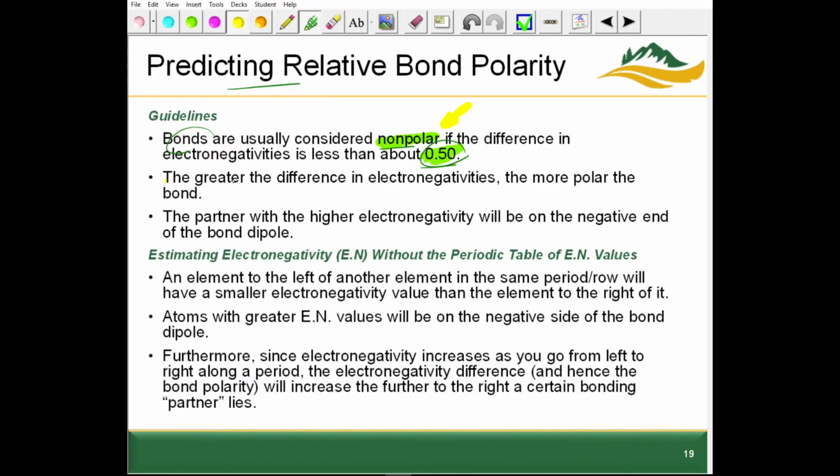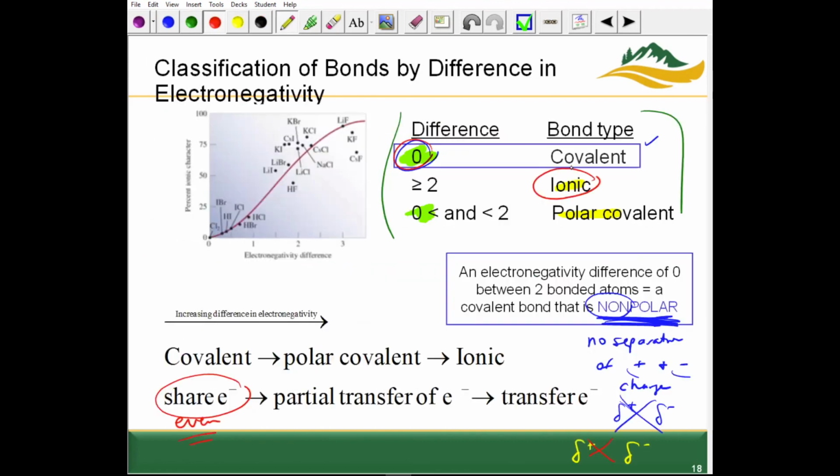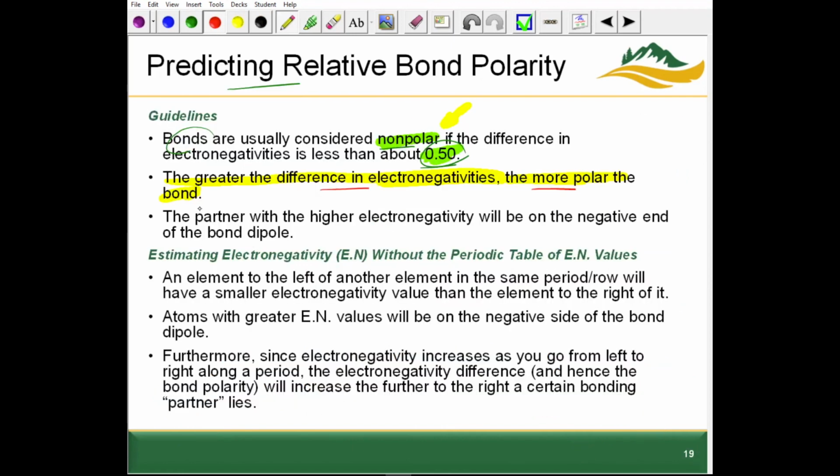And so as we know, the greater the difference in electronegativities, the more polar that bond is. Then with a really large difference in electronegativity, that's essentially an ionic bond. So if that difference in electronegativities gets really large, then we're basically just dealing with an ionic compound where we have a full transfer of electrons rather than a sharing of electrons. And so in a pair of 2 atoms, the one atom with a higher electronegativity will be on the negative side of the bond.